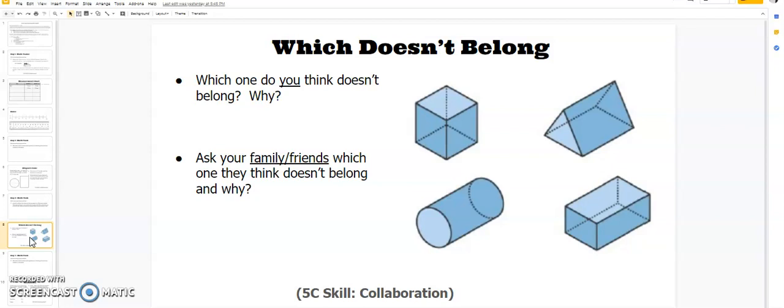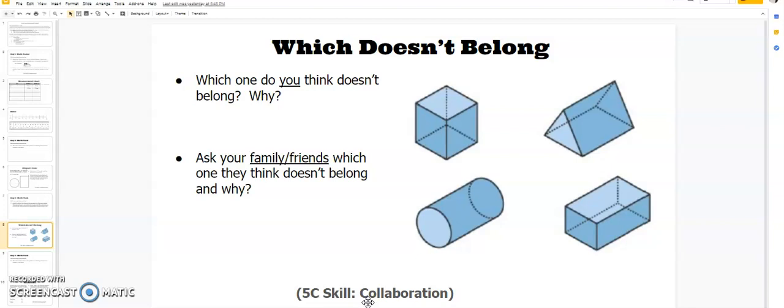So the question we're looking at is, which one do you think doesn't belong and why? Then you're going to ask your family and friends which one they think doesn't belong and why, and you're going to record those answers there. If you record your family and friends' answers, then that's going to count towards your 5C skill, collaboration, so that will count towards your badge this week.